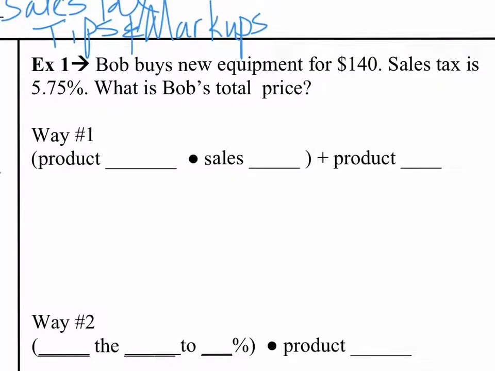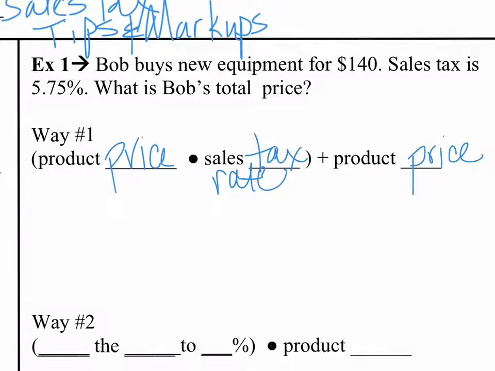Our first example: Bob buys new equipment for $140. Sales tax is 5 7/75%. What is Bob's total price? There are two ways we can do this. We can take the product price and multiply by the sales tax rate, and then add the product price times the sales tax rate to the product price.